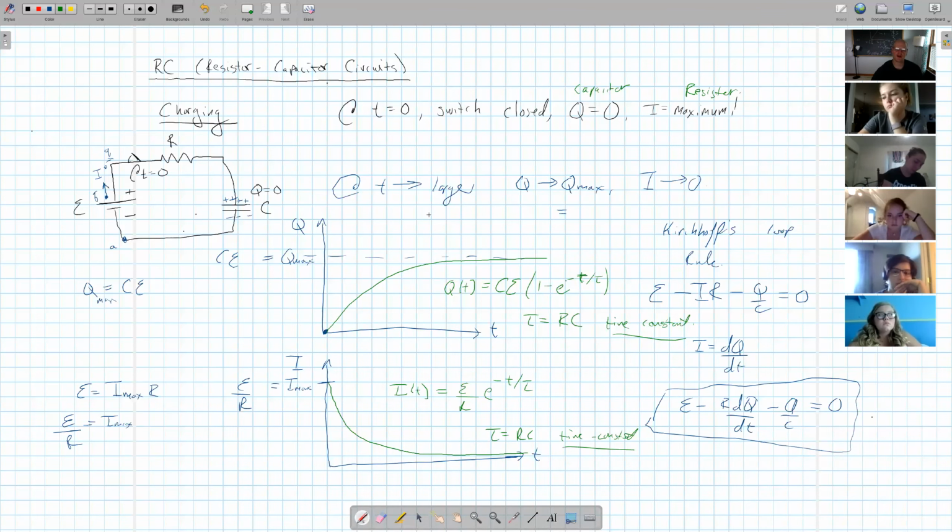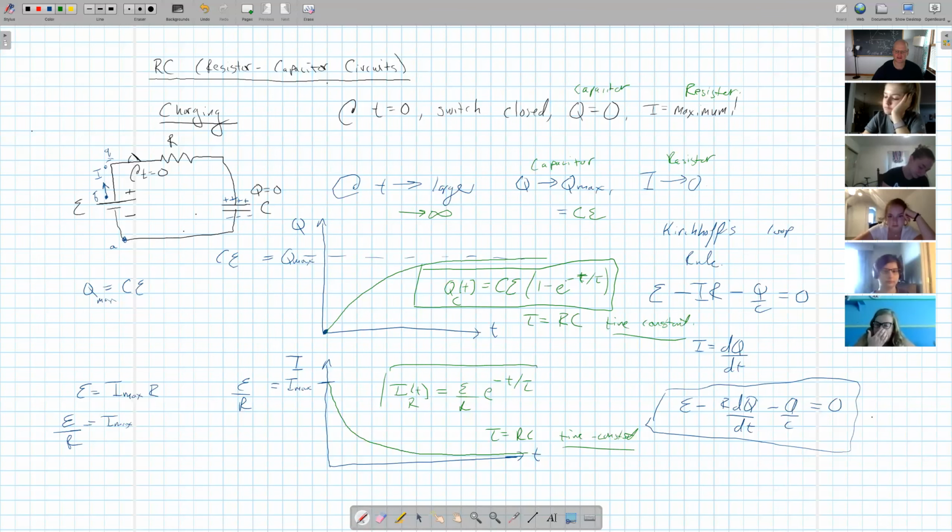As time goes very large, technically infinity, the charge will approach the maximum charge, which is simply equal to C times E, and then the current will go to 0. This is across the capacitor, and this is across the resistor. So for charging, what we care about is the charge as a function of time on the capacitor, and the current running through the resistor as a function of time.